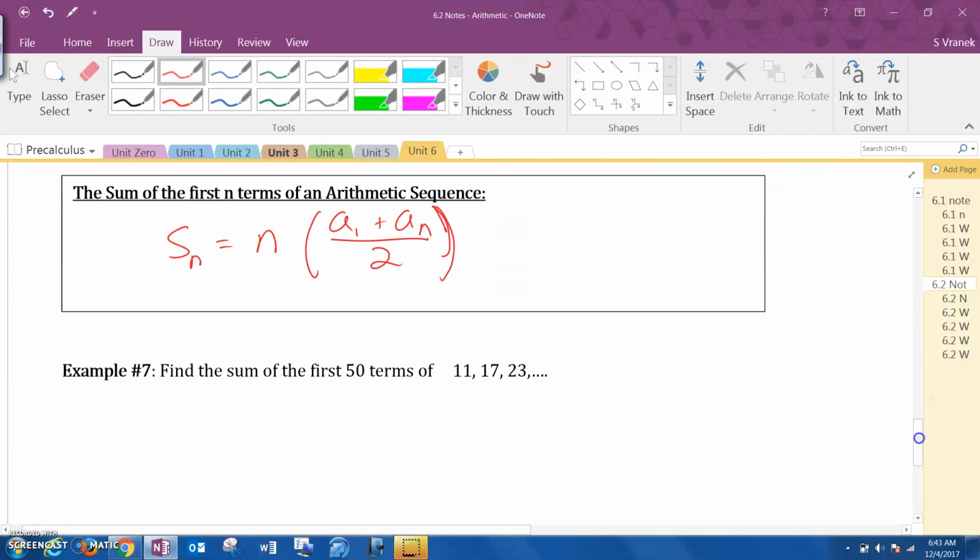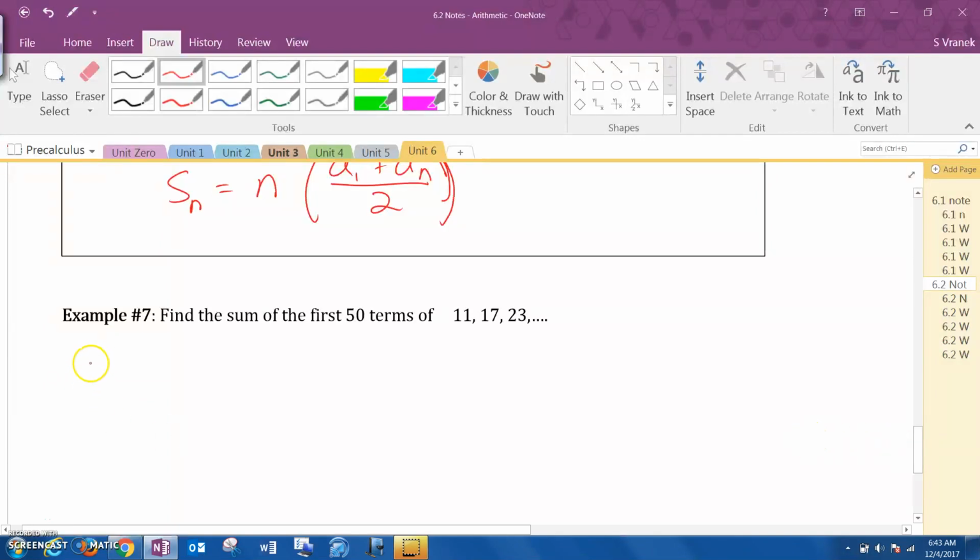So let's do this. Find the sum of the first 50 terms of this sequence. Well, I'm going to write out what we need to find. So the sum of the first 50 terms of this sequence is equal to 50 times 11 plus, what do I not have? I don't have the last term. So that means we need to find that. We'll get over that in a second. So I fill out what I know, that's all I know.